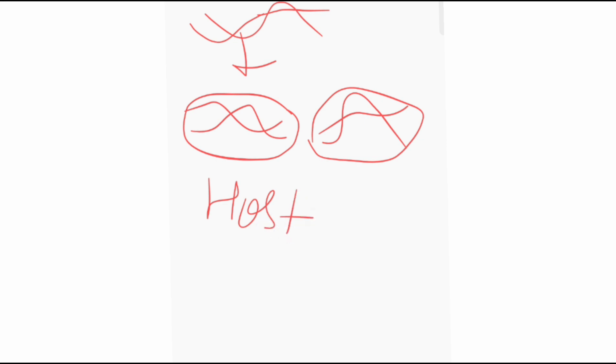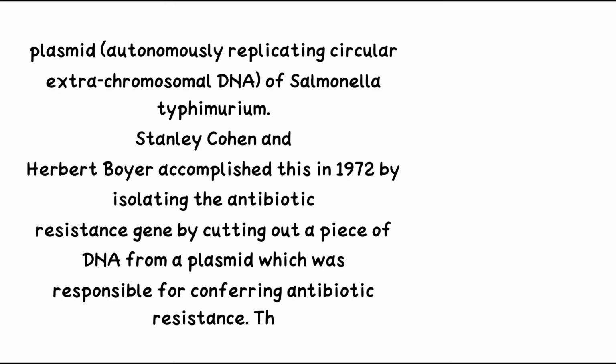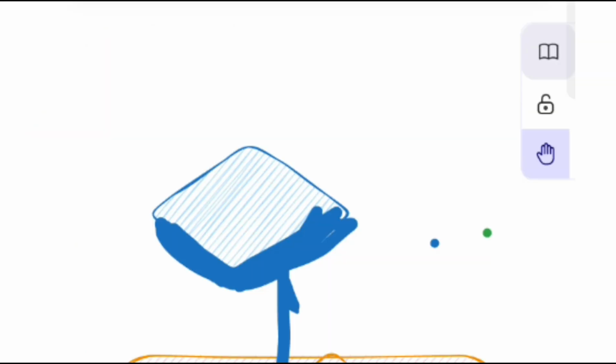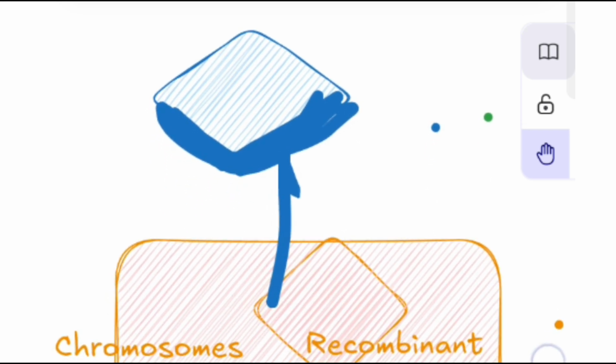So let's now focus on the first instance of construction of an artificial recombinant DNA molecule. The construction of the first recombinant DNA emerged from the possibility of linking a gene encoding antibiotic resistance with a native plasmid, an autonomously replicating circular extrachromosomal DNA, of Salmonella typhimurium. Stanley Cohen and Herbert Boyer accomplished this in 1972 by isolating the antibiotic resistance gene, cutting out a piece of DNA from a plasmid which was responsible for antibiotic resistance.